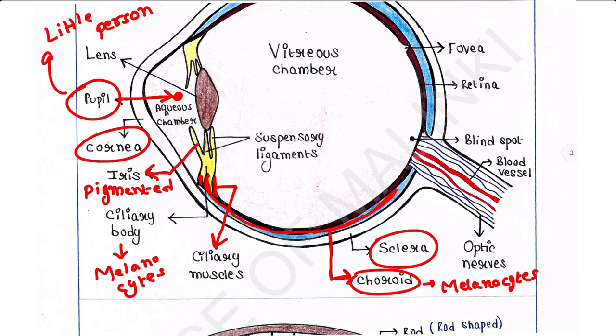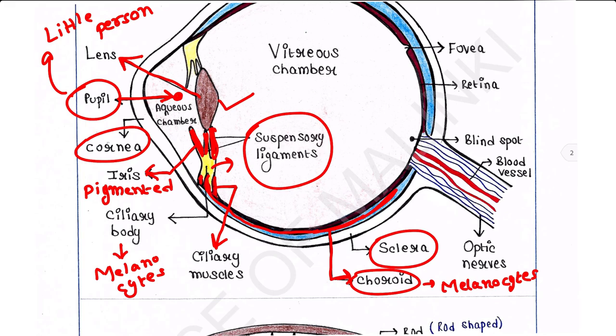Okay. Now, behind the pupil and iris, there is a lens. This is the lens that is behind the pupil and iris. The lens is held in place by ligaments which are attached to the ciliary body. These ligaments are suspensory ligaments. So we can see that the lens is attached to the ciliary body via some suspensory ligaments.